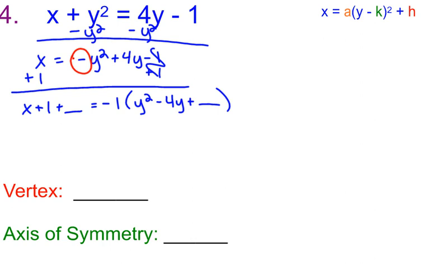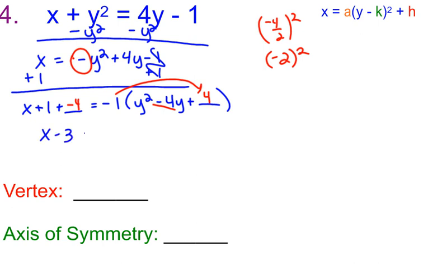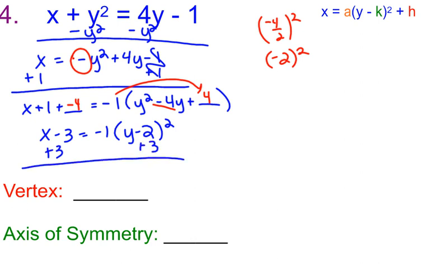To find out what goes in that blank, I take my b value, divide it by 2, and square it. So I'd have -2 squared, which gives me a 4. -1 times 4 is -4. So I would have x minus 3 equals -1, and then I'm going to go ahead and factor this. Factors of 4 that when added together make -4 would be -2, -2. And then I'd add 3 to both sides. So I'm just going to bring this over here. X equals -1 times y minus 2 squared plus 3.